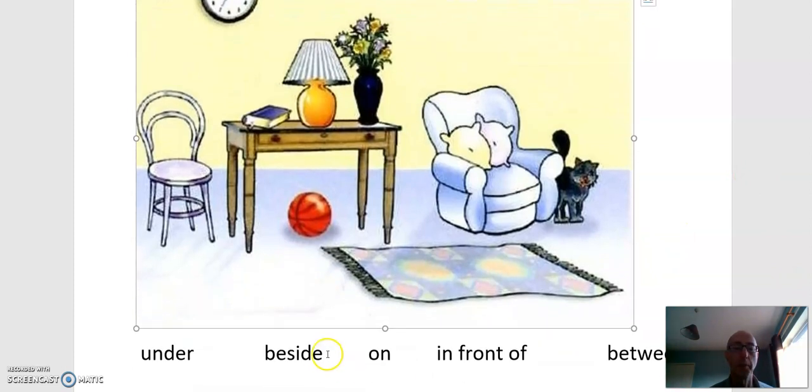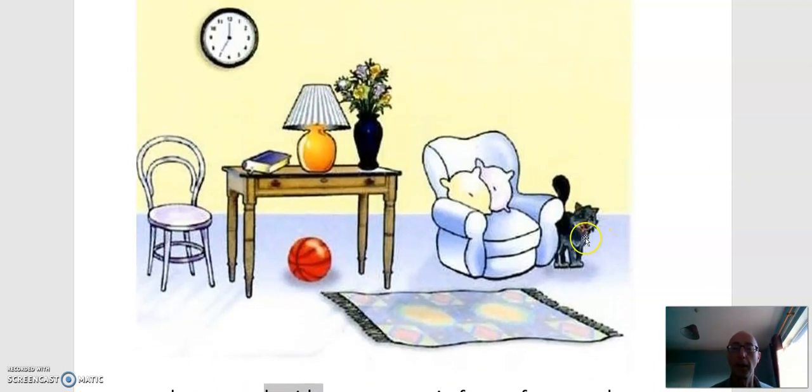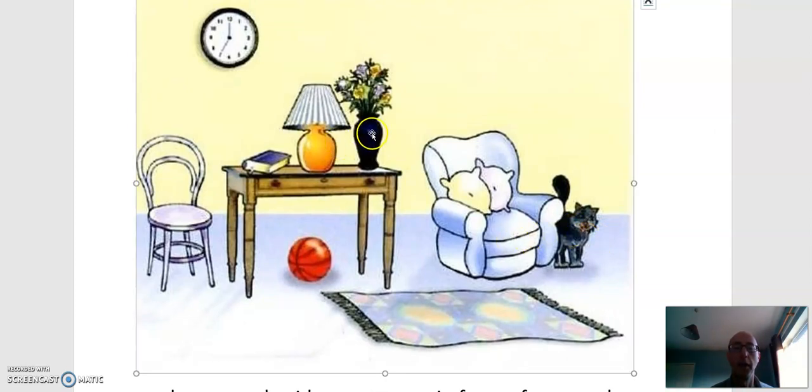Let's make a sentence with beside or next to. Well, we have a number of possibilities. The cat is beside the chair. The vase is beside the lamp. The book is beside the lamp. The chair is beside the table. Remember, we can use next to as well. The lamp is next to the book. The chair is next to the table.